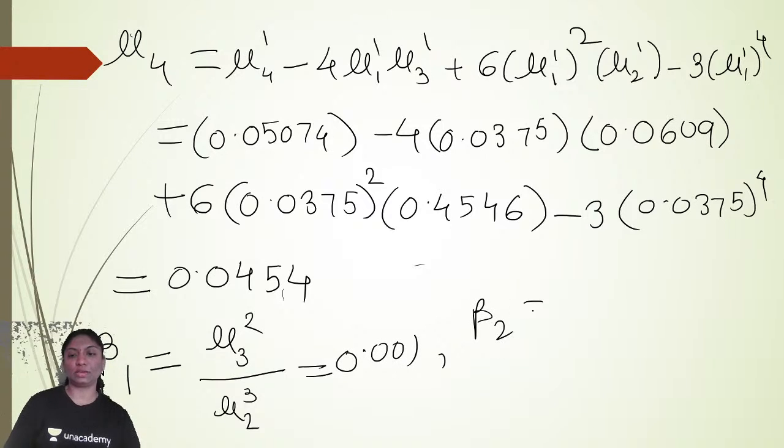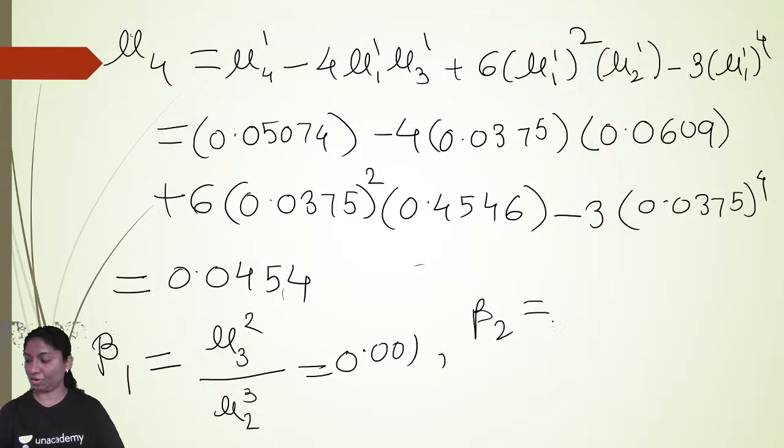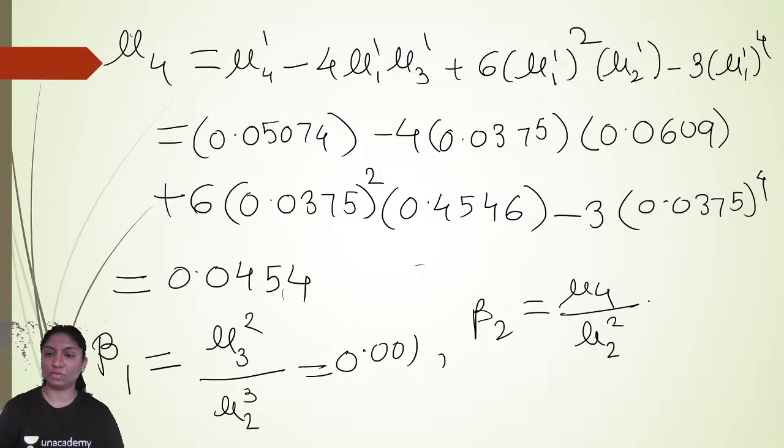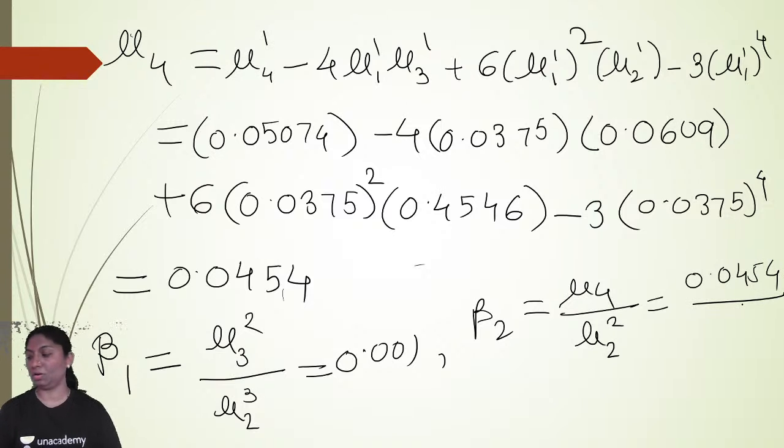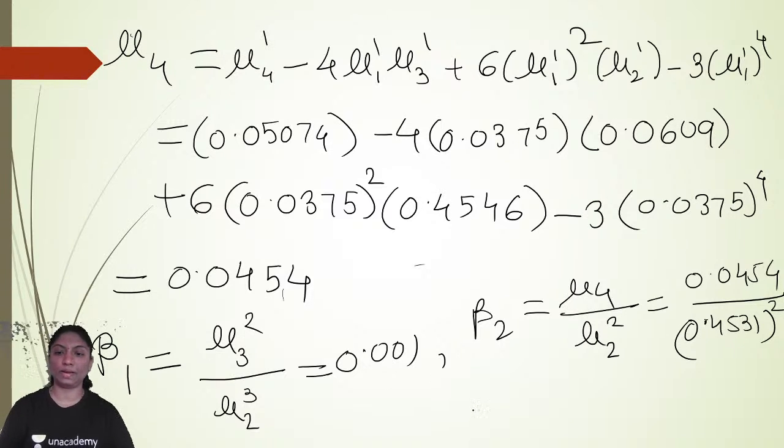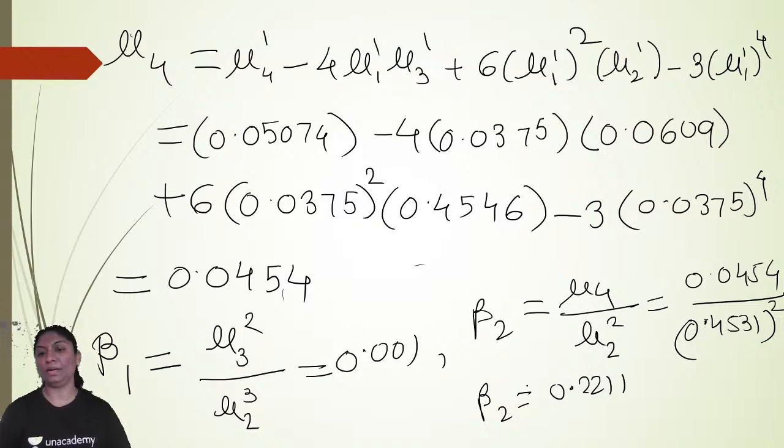Now beta 2 is equal to, here you will get mu4 upon mu2 square. Mu4 upon mu2 square. Okay. So what is the value of mu4? 0.0454 upon mu2, which is 0.4531 bracket square. So beta 2 is equal to 0.2211. Beta 2 is equal to 0.2211.